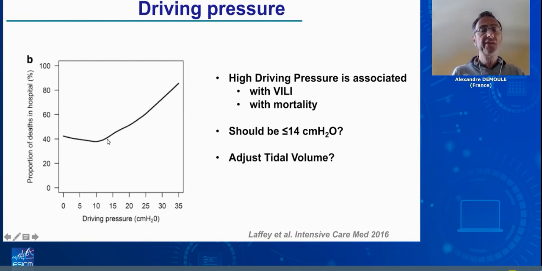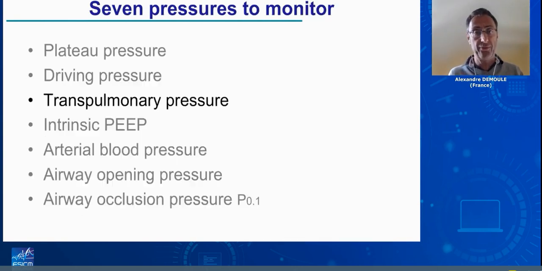And you can see that when driving pressure exceeds 14 centimeters of water, then hospital mortality of ARDS patients mechanically ventilated in the ICU increases. So we know that 14 centimeters of water is the right cutoff, but what we don't know is if we need to decrease tidal volume in order to decrease driving pressure when driving pressure is too high. Today, there is no clear evidence, there is no large clinical trial that has shown that we should tailor tidal volume based on driving pressure.